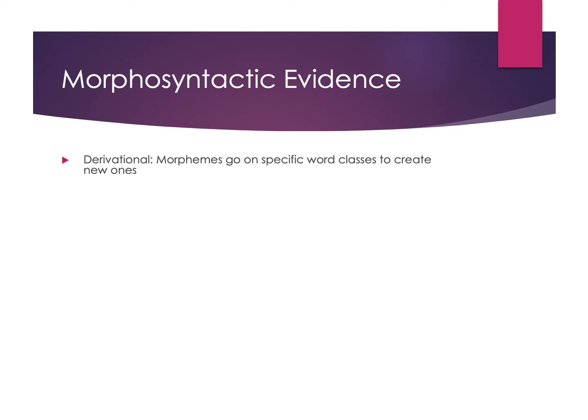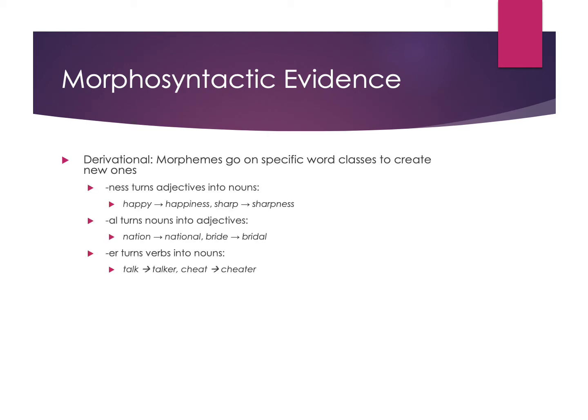We can also use different kinds of morphemes to determine the kinds of change that are happening. So derivational morphemes will go on specific word classes and they'll create new ones. And sometimes they create the same one, and sometimes they create something different. So adding ness to a word in English will always turn an adjective into a noun. So if I have happy as an adjective, I add ness, happiness. Now I have a noun. And that's always going to be the case. So if you see that ending, you know that the word you had before was an adjective, and you know that the word that you're going to have will be a noun.